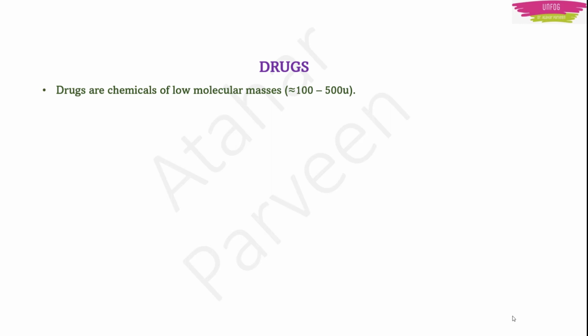Now let's go to our next topic, drugs. What are drugs? Drugs are chemicals of low molecular masses. Low molecular masses means how low should the molecular mass be? Approximately it should be around 100 to 500 units, which is very less.